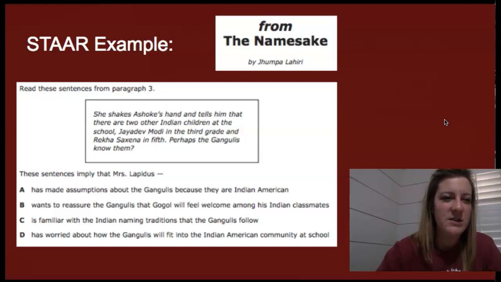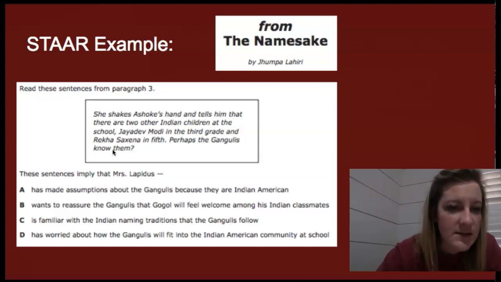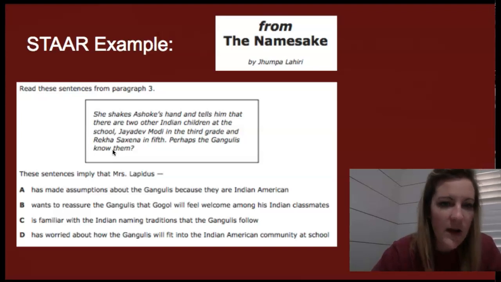In this question it says, read these sentences from paragraph 3. These sentences imply that Miss Lapidus, which I think is how you say that name, I'm not really sure, but they imply that Miss Lapidus what? Okay, let's read these sentences. She shakes Ashok's hand and tells him that there are 2 other Indian children at the school, Jayadev Modi in the 3rd grade and Rekha Saxena in 5th.